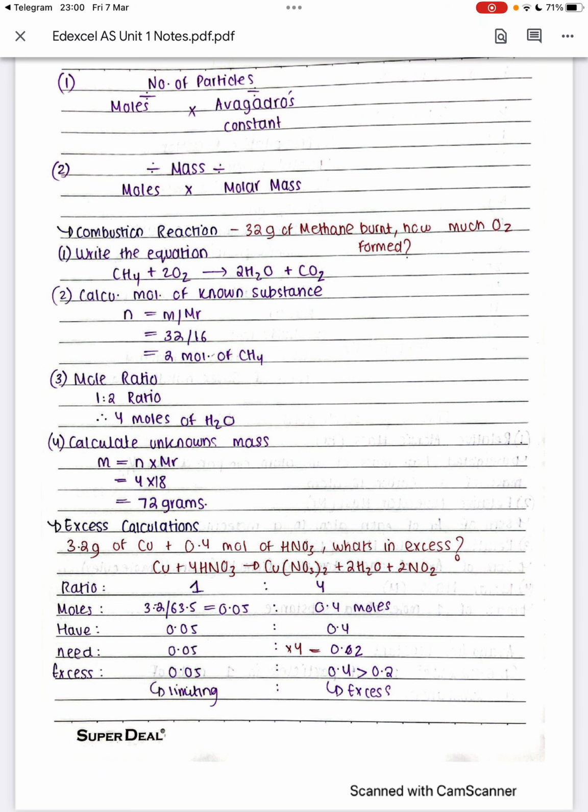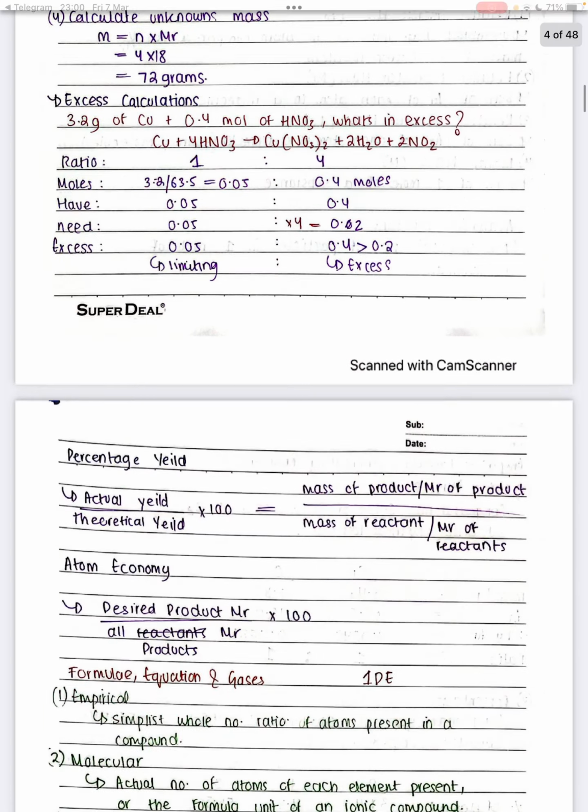Combustion reaction: 32 grams of methane burnt. How much oxygen is needed? Write the equation. CH4 plus 2O2 gives 2H2O plus CO2. Calculate moles of the known substance: n equals m over Mr. And here you have 2. Then use the mole ratio to calculate the unknown mass, excess calculations, etc. This is not our thing.